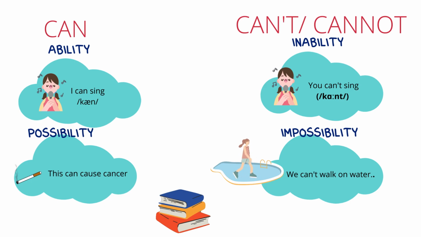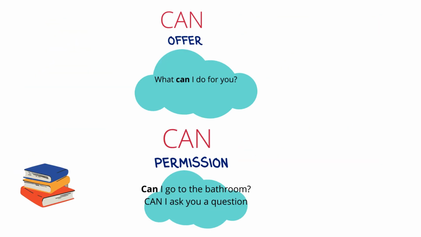Can't to express impossibility. We can walk on water. That means, of course, it's something we will never do. Can, it's such a useful modal verb. You can make an offer. For example, what can I do for you? That means you are able to assist somebody.